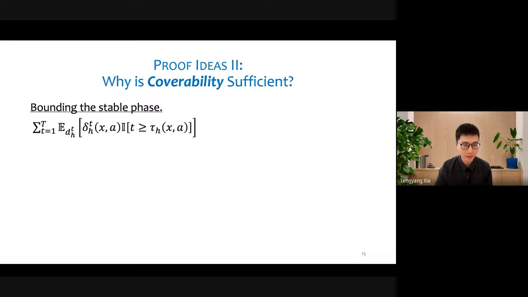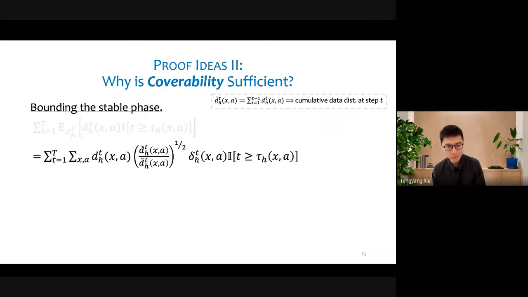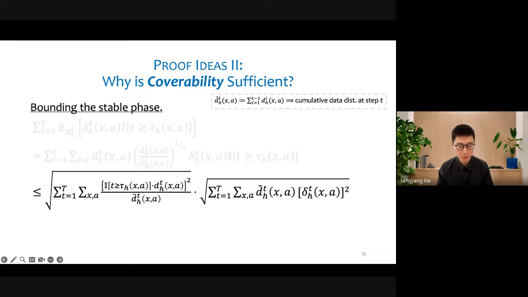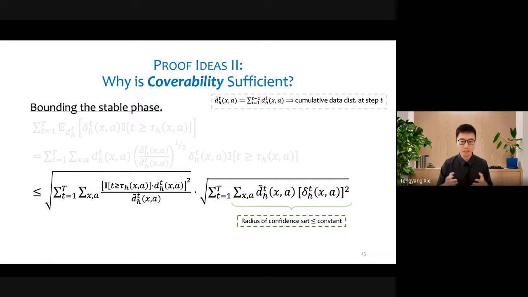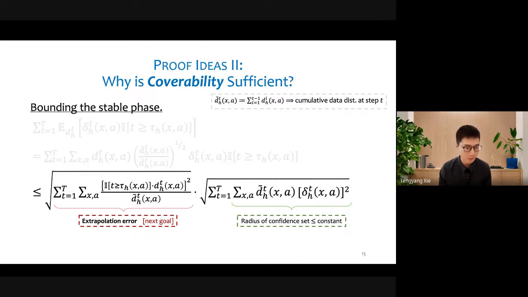So now let's bound the stable phase, which is here. We first use some Cauchy-Schwarz style argument to change the measure by adding this term of cumulative d tilde. And therefore, we run Cauchy-Schwarz to change the measure, where the last term is essentially our definition of the radius of confidence set or version space, which is bounded by some constant as we use in the GOLF algorithm. So our next goal is to bound this extrapolation error.